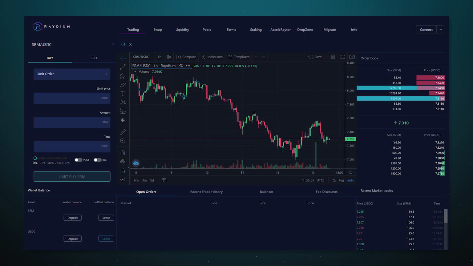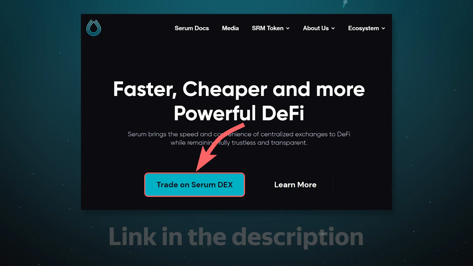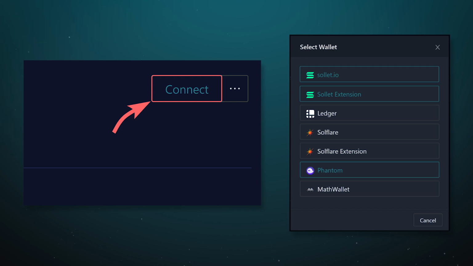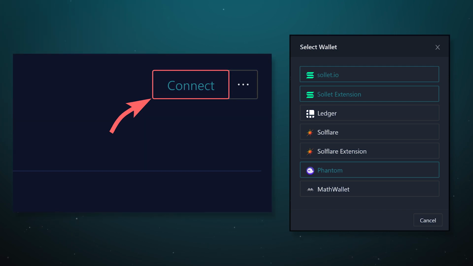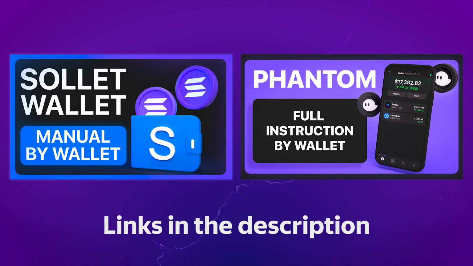We will show an example of using the Serum protocol on Radium DEX, the most popular decentralized exchange. You can go to Radium DEX from the official Serum website by clicking on Trade on Serum DEX. The link to the website will be in the description. In the interface that opens, connect your Solana network wallet by clicking on Connect in the upper right corner. Solflare or Phantom wallets are great for this. We have separate videos about both of the wallets too.